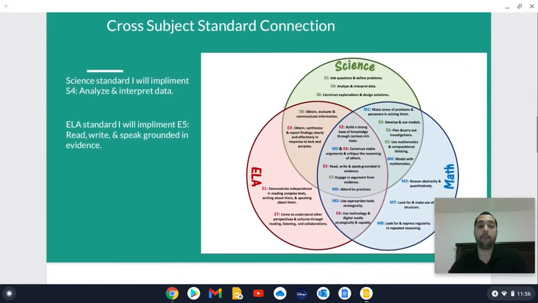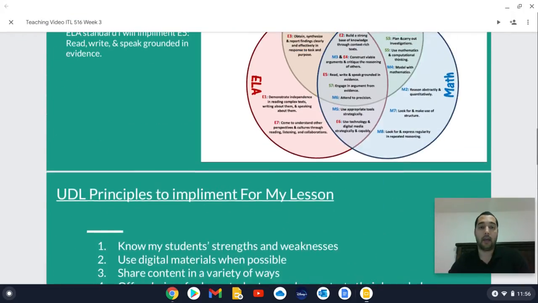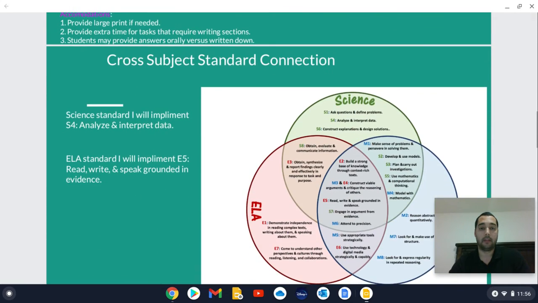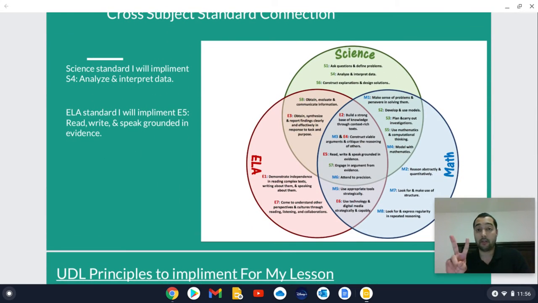Now, students, we are covering a math topic, and this math topic will also have 2 other subjects involved: science and English. How so? Well, you're going to analyze and interpret data, and you're going to read, write, and speak grounded in evidence. What does that mean? Basically, you're going to look at the problem that you see. That's the analyzing. And then you're going to make sense of it.